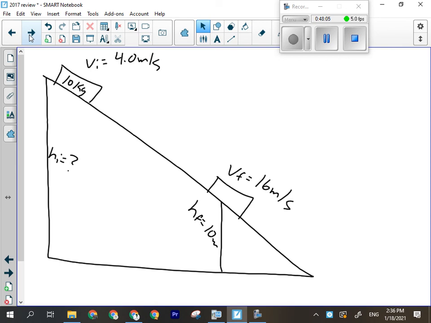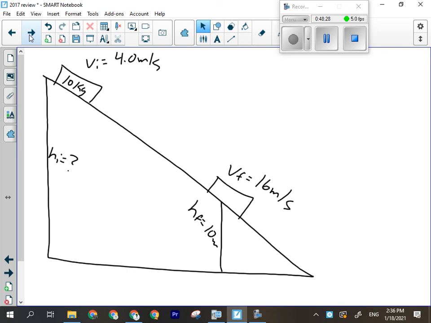A 10 kilogram box at the top of a frictionless incline. We don't know how high it is, but we know it's moving at 4 meters per second. A little while later, it's 10 meters above the bottom, moving at 16 meters per second. Calculate the initial height of the box.